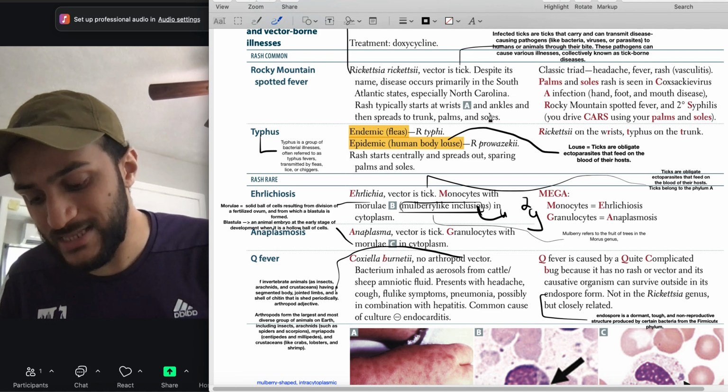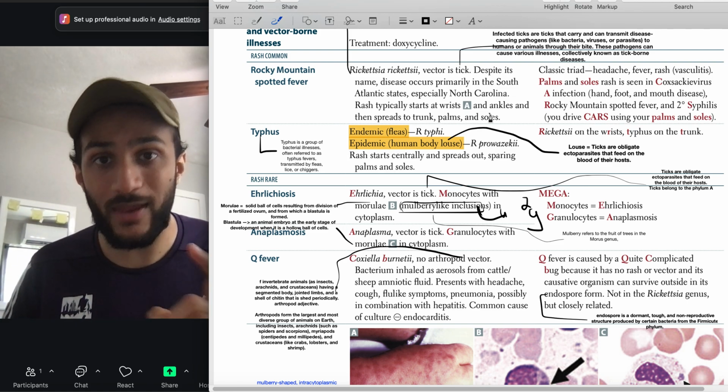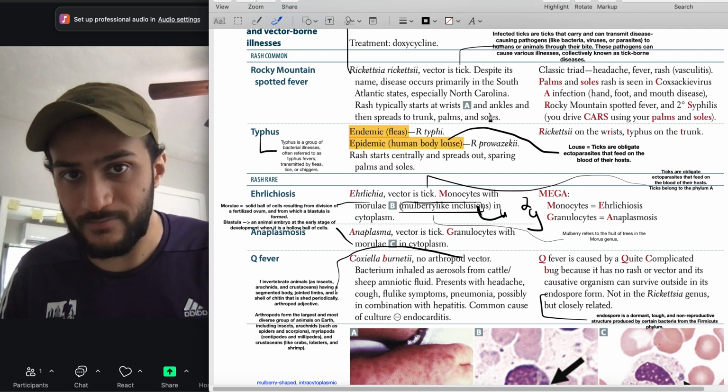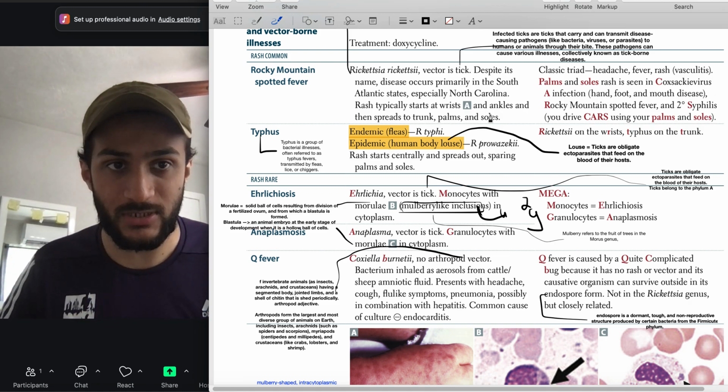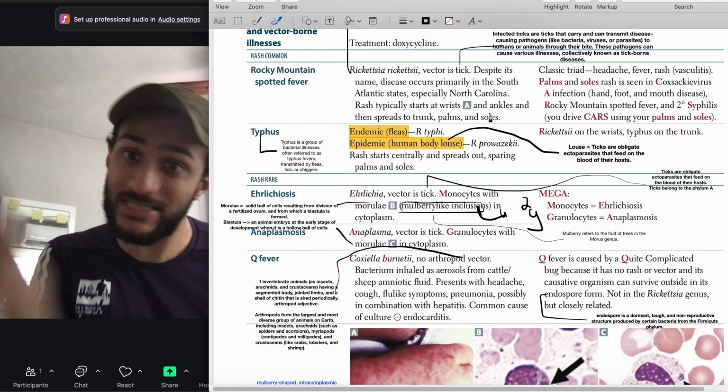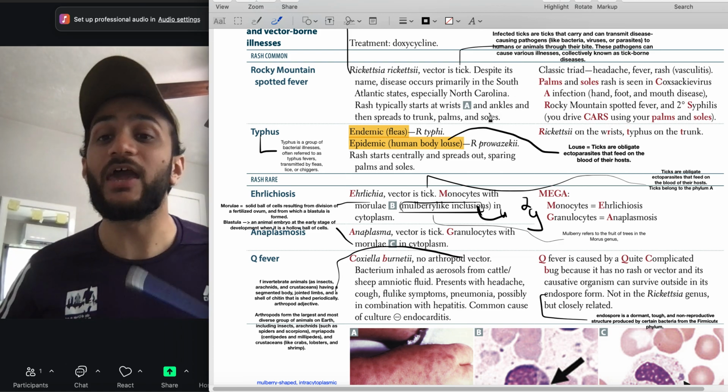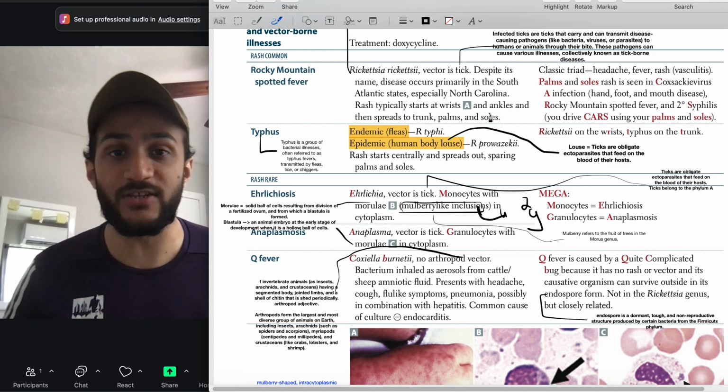Rickettsia. So that's a bit confusing. Rickettsia involves the palms and soles. Typhus, so Rickettsia typhus, emphasis on typhus, involves the trunk. So that's the key difference between the two.